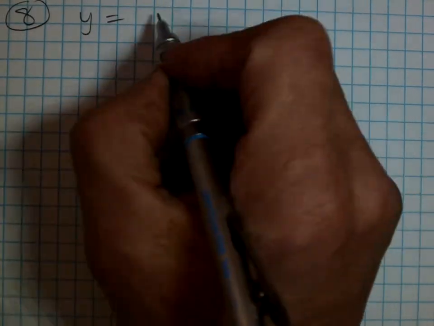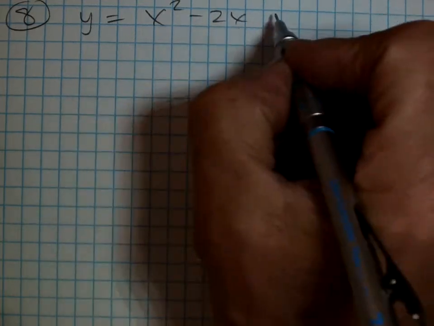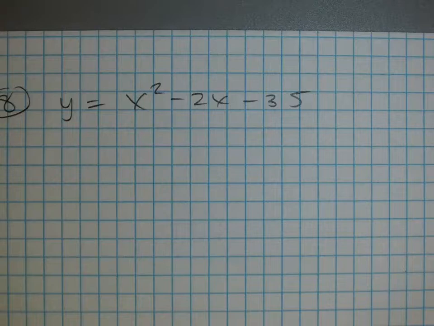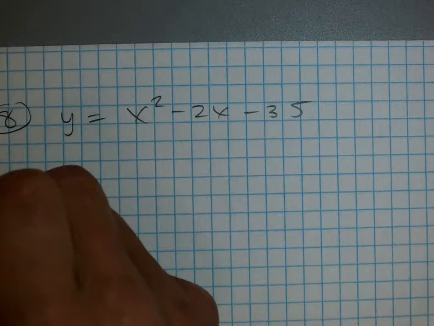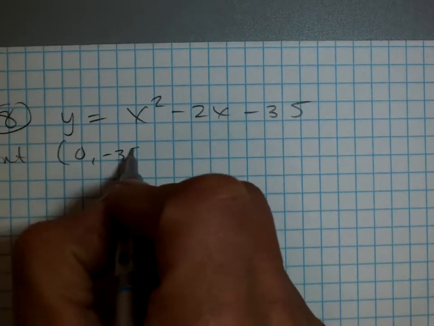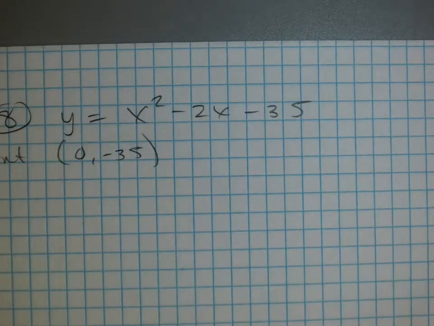Second number 8. y equals x squared minus 2x minus 35. Okay, so if we have to graph this, right? So first of all, what's one feature that we know? What do you think, Annie? Y-intercept is negative 35. Good. Y-intercept is at 0, negative 35. Great.